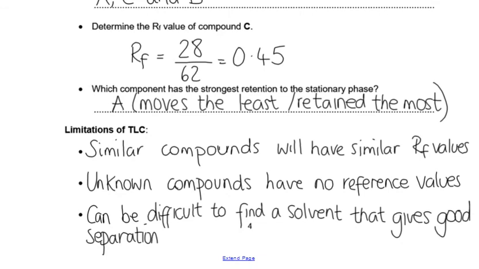You can run something called two-dimensional chromatography, and we're going to look at that in our amino acids pack a bit later on. What you do is you run it once and then you turn the plate 90 degrees and you run it again with a new solvent, and you get two RF values. That's going to increase your confidence in your identification. So that is how we carry out TLC and what we do with our results.